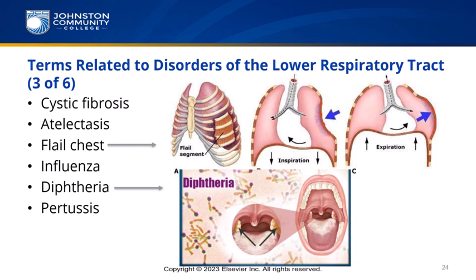Then we have atelectasis, which is a collapse of a lung tissue or an entire lung. Remember, A means not, telo is a combining form meaning complete, and ectasis again is dilation. Then we have flail chest, which is a condition in which multiple rib fractures cause an instability in part of the chest wall. Because of this, the lung under the injured area contracts on inspiration and bulges out on expiration.